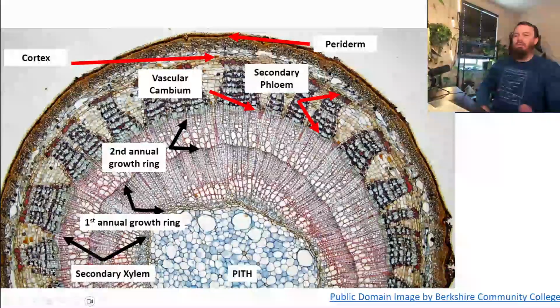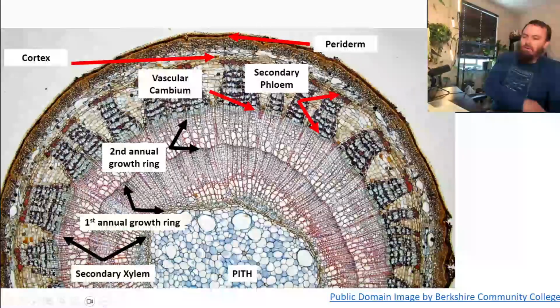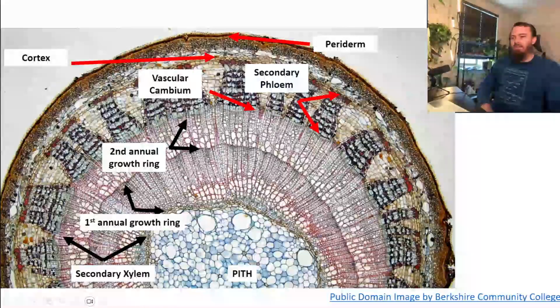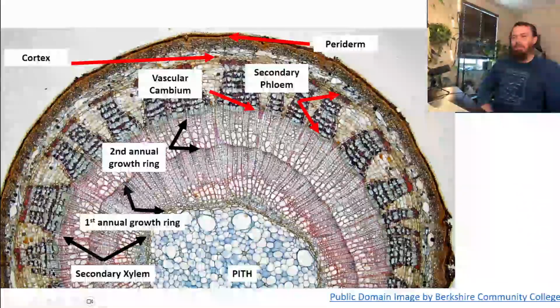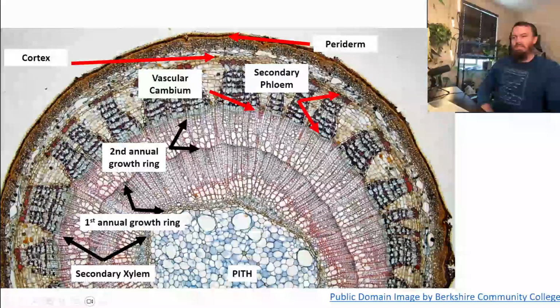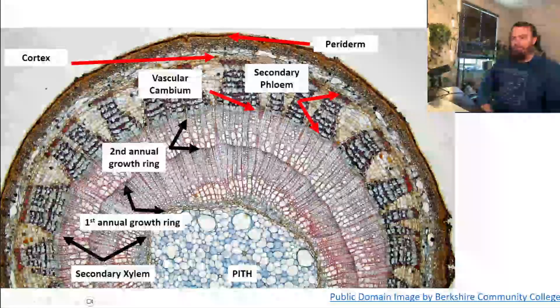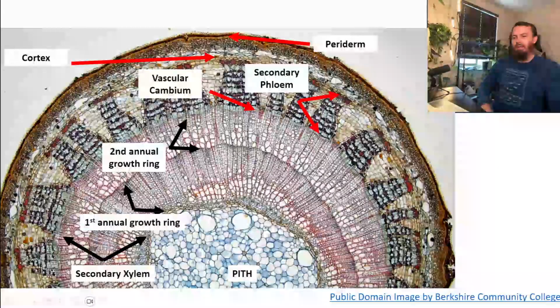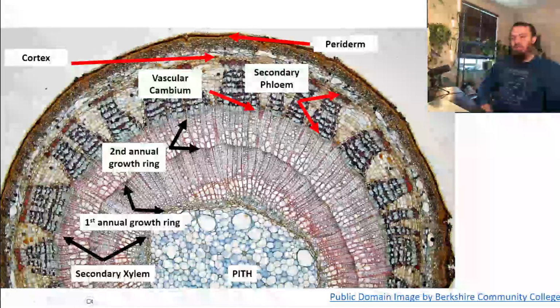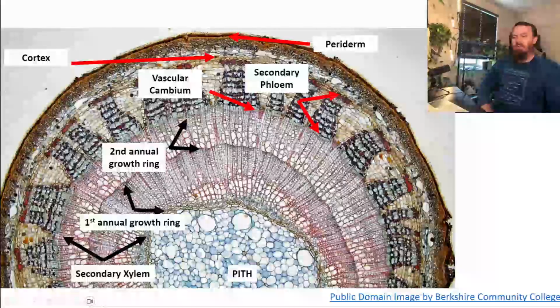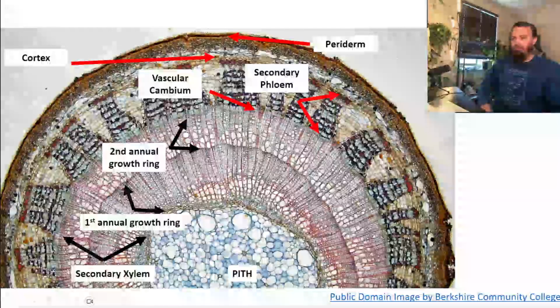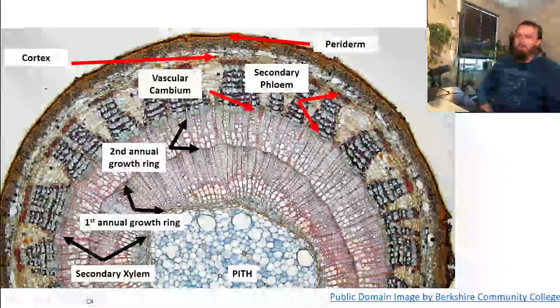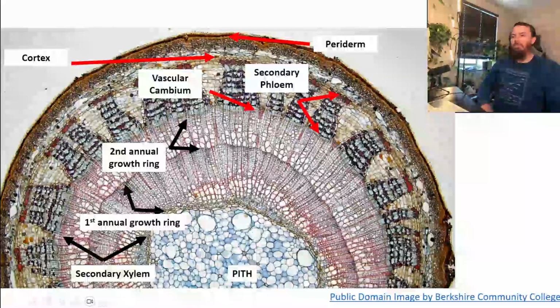We'll talk more about stems later on, but you can also see in this picture growth rings. Here's the first year secondary xylem, and here's the second year secondary xylem. You can see early on in the spring, the xylem ends up being really large cells, and towards the summer, the cells end up being really small, which is why you can differentiate the growth rings. Large to small, then large to small again, meaning 2 years of growth.